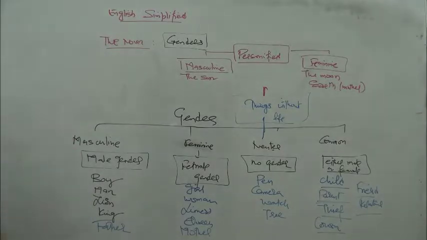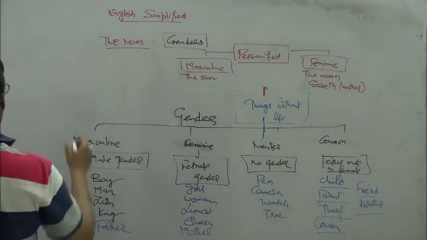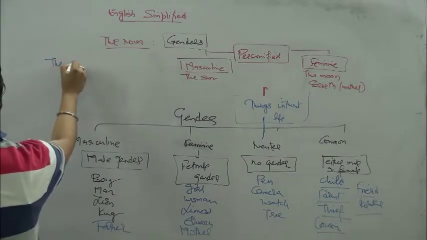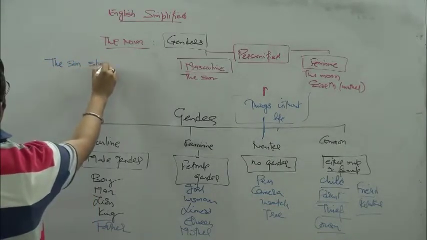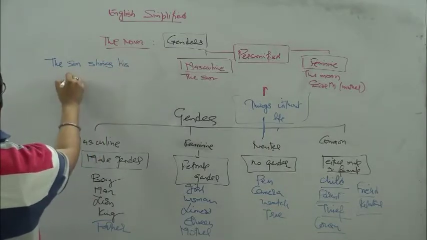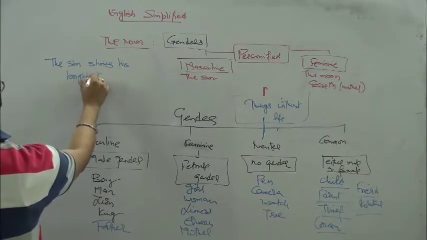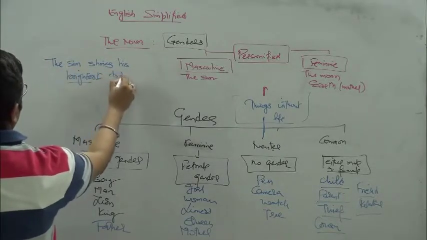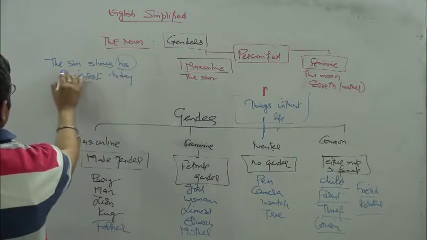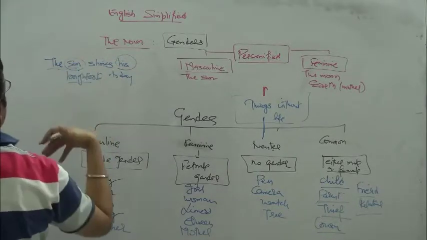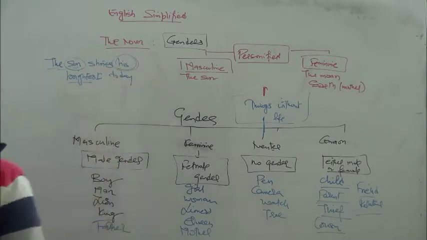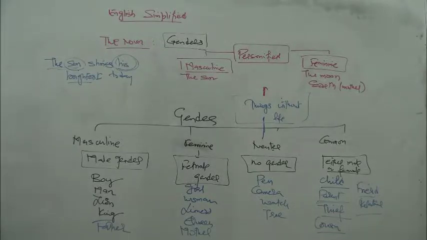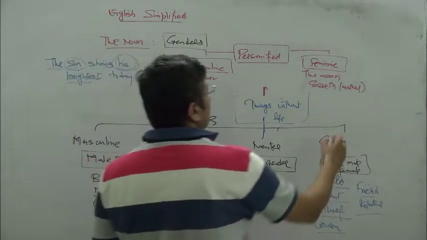So if I say, for example, the sun shines his brightest today. So when you look at this, the sun, although it's not a living being, you're still using it as a masculine gender, and we are representing it by the word his. Okay, so his is of course a masculine word, right?